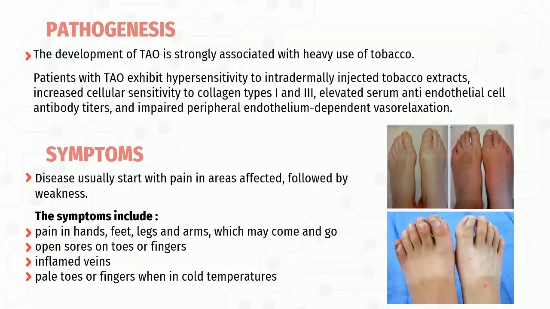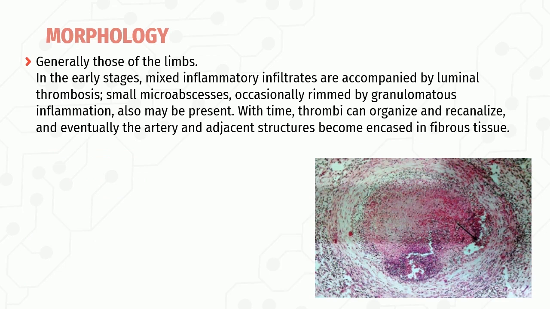The symptoms of this disease usually start with pain in areas affected, followed by weakness. The symptoms include pain, open sores, inflamed veins, and pale fingers in cold temperatures. In the morphology in the early stages, mixed inflammatory infiltrate is accompanied by luminal thrombosis. Small microabscesses are occasionally rimmed by granulomatous inflammation. With time, thrombi can organize, recanalize, and eventually the artery and adjacent structures become encased in fibrous tissue.